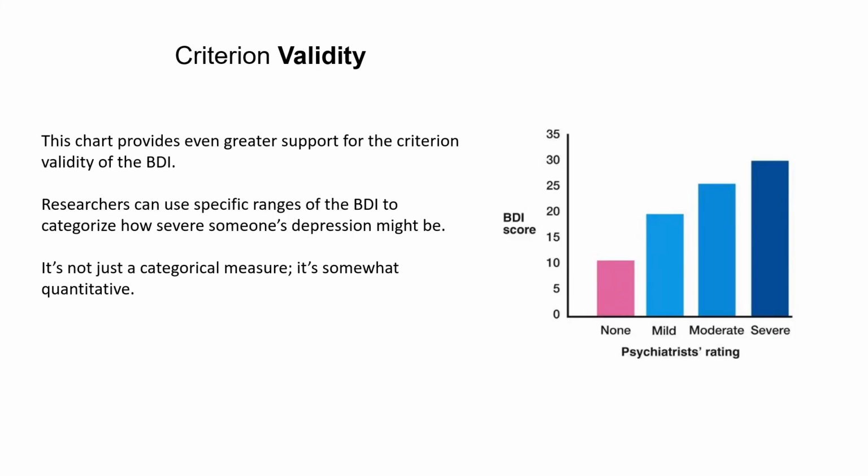To give even more support for criterion validity of the BDI, researchers can even look at specific ranges. Here you've got no depression, mild depression, moderate depression, and severe depression, and you can see that as someone becomes more depressed, they actually score even higher for each category on the BDI score. So we can look at it as not just a categorical measure, do you have depression or not? You can look at it as quantitative, because the higher you score on the BDI, the more depressed you are likely to be.